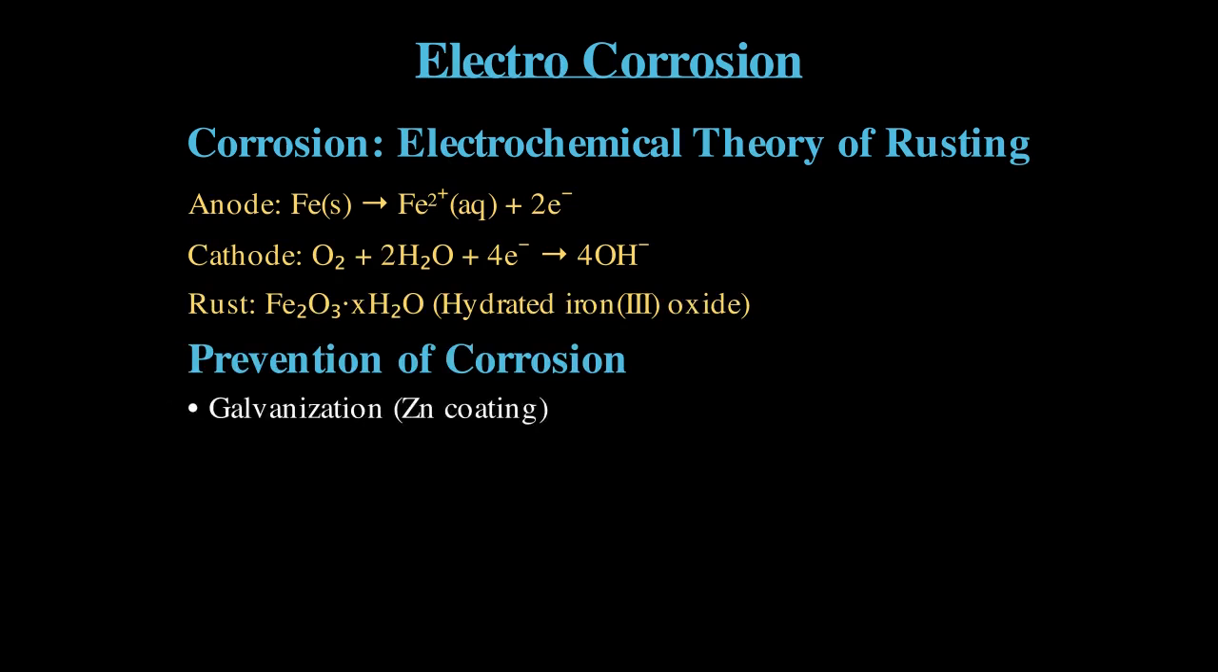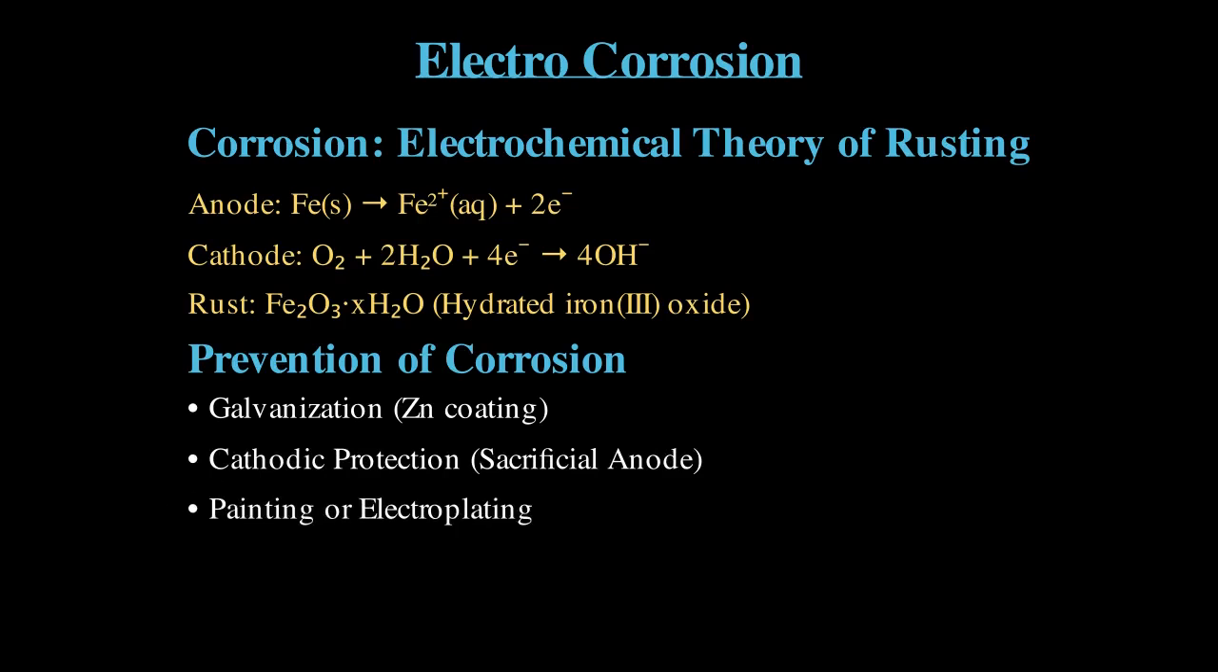How do we prevent this? Methods include galvanization, which is coating with zinc, cathodic protection, which uses a more reactive sacrificial anode like magnesium, or simply painting or electroplating to create a physical barrier.